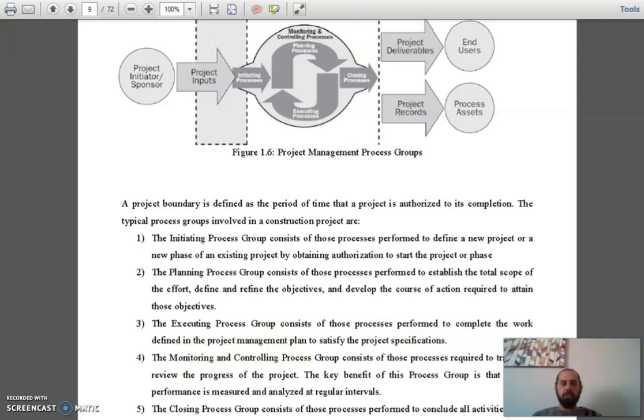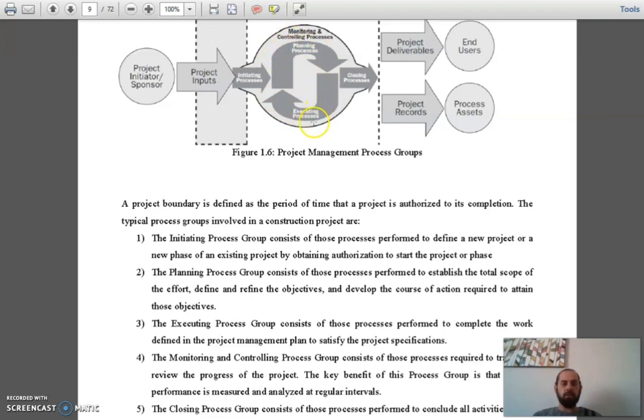And the monitoring and control, you can see here the monitoring and control, he's not making this one an arrow, he's making a circle surrounding all the other processes. We have 5 processes here: the initiating, planning, then executing. And planning and executing, while we are planning the project, we are executing, and while we are executing, there's still we have planning. So this is why it's coming like that. Planning doesn't stop while we are executing.